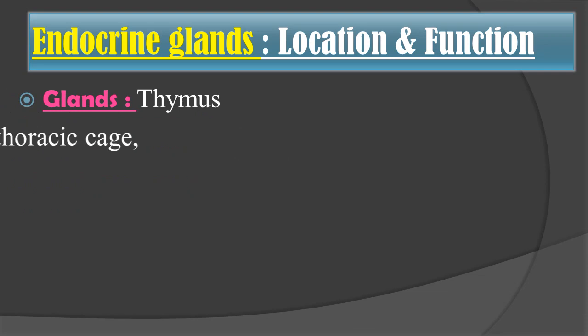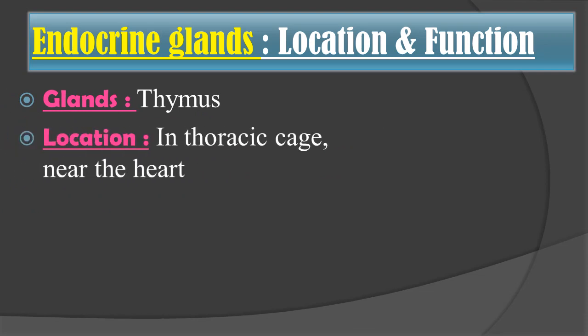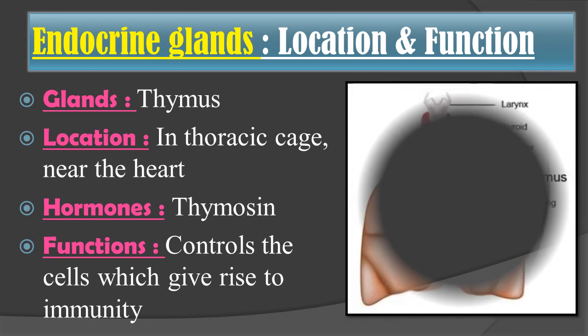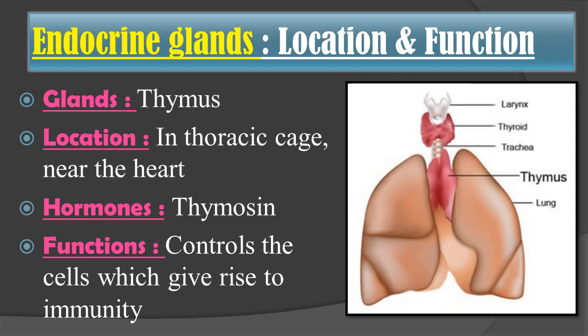And the next gland is the thymus gland. The thymus gland is present in the thoracic cage near the heart. The hormone secreted by the thymus gland is thymosin, and its function is to control the cells which give rise to immunity. Now let's see the structure. Here you can observe the structure of lungs, larynx, thyroid, trachea, windpipe and all. These are present in between the lungs and near the heart. So this is the thymus gland.